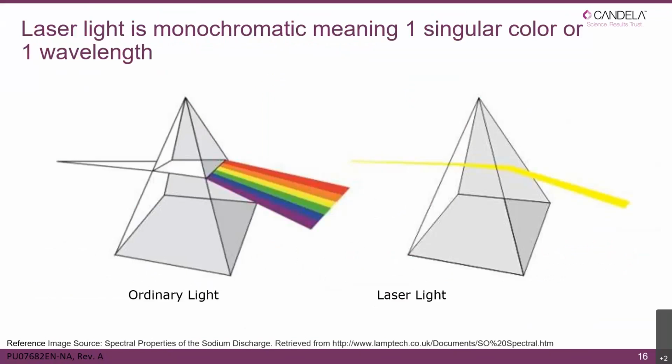Laser light is a single color, so it's monochromatic, and it's one wavelength. If you take an ordinary light bulb and you shine it through a prism, as the light passes through that prism, it breaks up that light into its individual constituent colors. So in essence, you shine that light through a prism and you see a rainbow of colors being shown the other side of the prism. However, if you take a laser light, and in this case we're using a yellow light, you shine it through the prism and you only get yellow light being emitted the other side because that's the only color the laser is made up of.